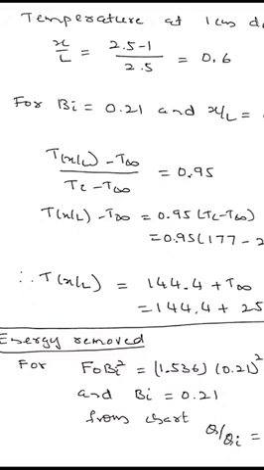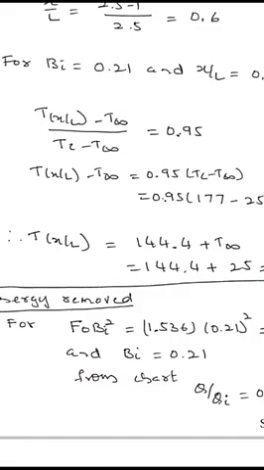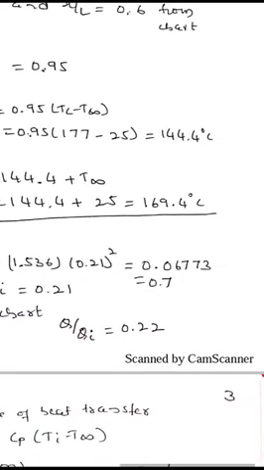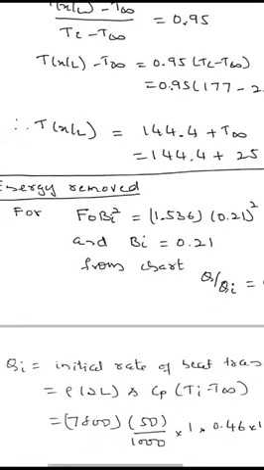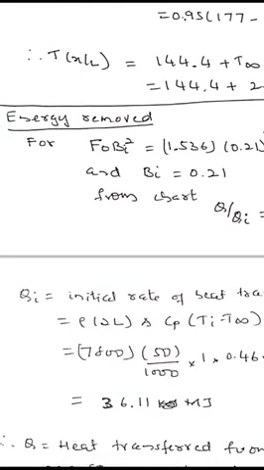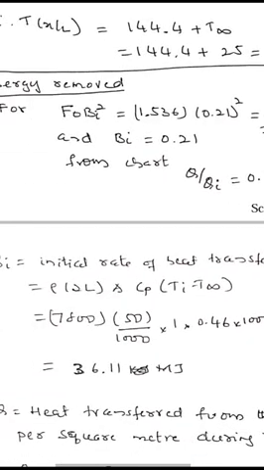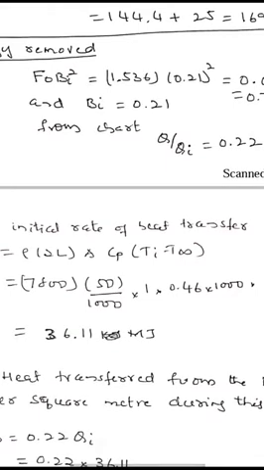We are getting the temperature at a distance of 1 centimeter from the surface as a function of center temperature Tc. It gives 169.4 degrees centigrade. Also find out the energy removed from the slab during this period, that is 1 minute. Find Fo into Bi square. Bi you have already found as 0.21. Again from the chart, Q by Qi equal to 0.22.